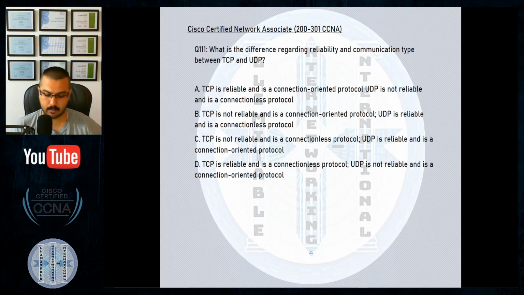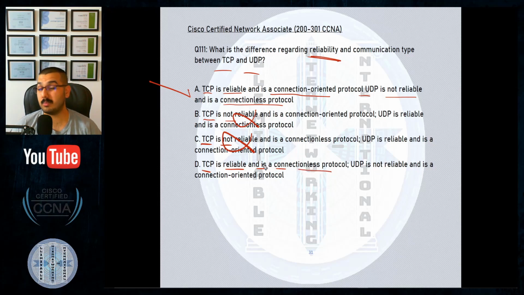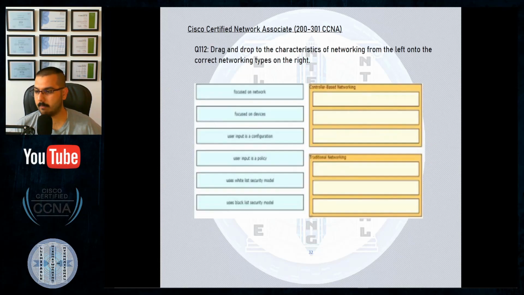Okay, 111. What is the difference regarding reliability between TCP and UDP? We had a familiar question before. TCP is reliable, yes, because it's connection oriented. UDP is not reliable because it's a connectionless protocol, yes. TCP is not reliable, no. TCP is reliable because it's connectionless, then how will it be reliable? Okay, so only A, and this is something definitely mentioned back in chapter 1.